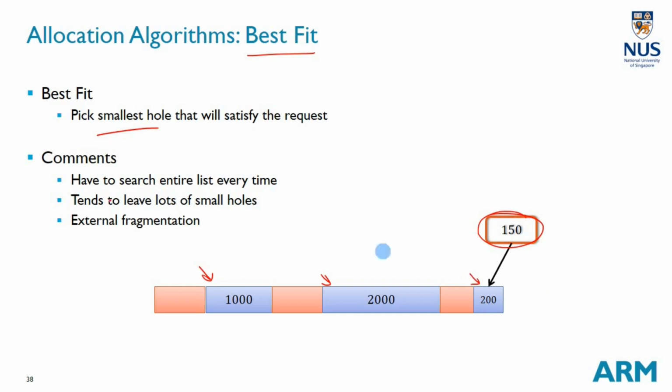Of course I need to search the entire list every time, and there is a possibility there can be a lot of very small holes that may not be effectively utilized. For example, if I allocate 150 over here, then 150 would have been used, but there will still be 50 that is unused, and it may not actually be used for a very long period of time, because most of the malloc requests in the program may be bigger than that. So that is what we mean by having a tendency for more external fragmentation.